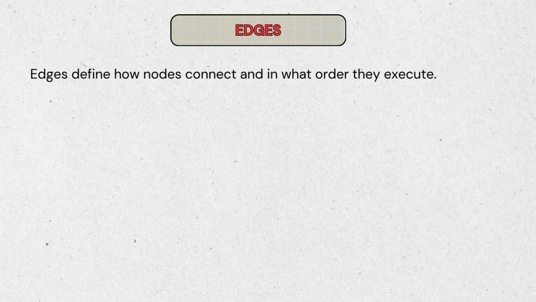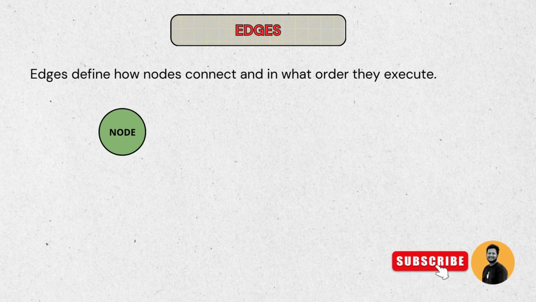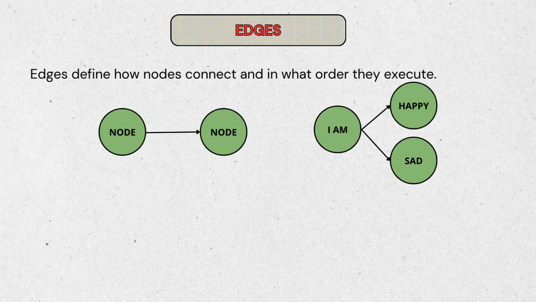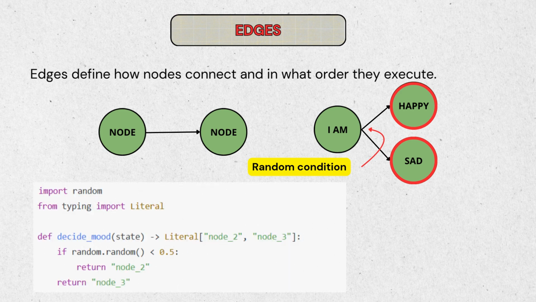Now, let's talk about edges. Edges define how nodes connect and in what order they execute. A normal edge connects one node directly to the next, but a conditional edge adds decision logic. It chooses the next node based on the current state. In our case, we are using a simple random condition to decide if the graph should go to the happy or sad node. Let's take a look at how that conditional edge function is written in code.